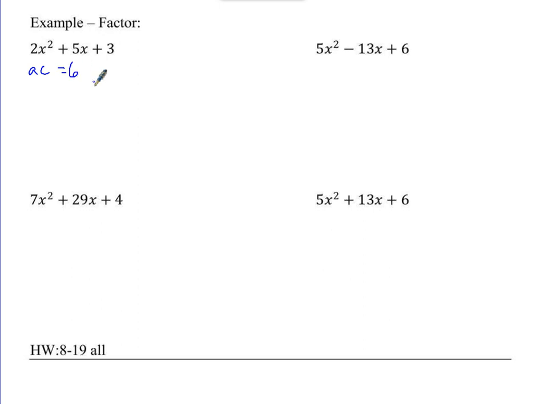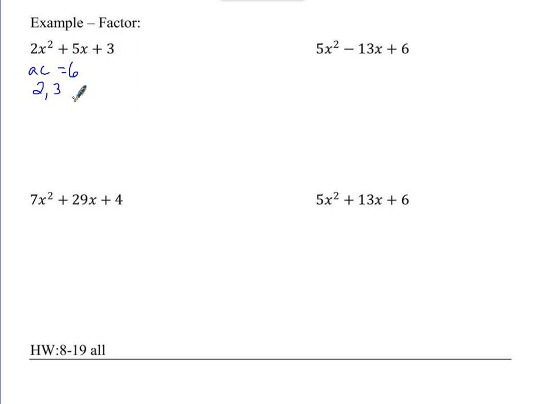Now I have to think about two numbers that multiply to give me this number, the 6, and at the same time add to give me that number, the 5. 2 and 3, that's right. So I'm going to write those numbers down, 2, 3. And now I can stop right here and I can come right back to the problem and know exactly where I left off. Okay?